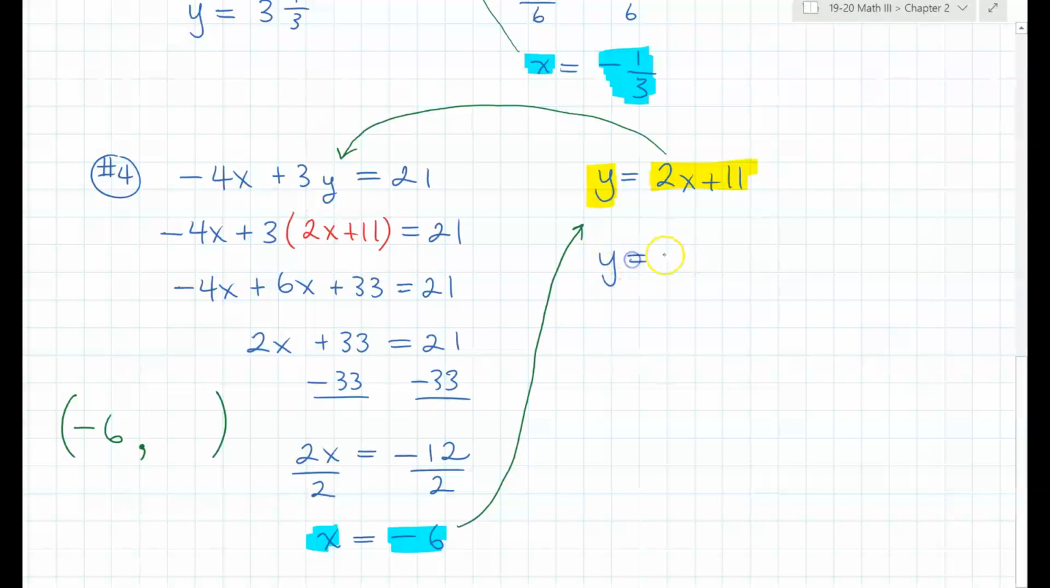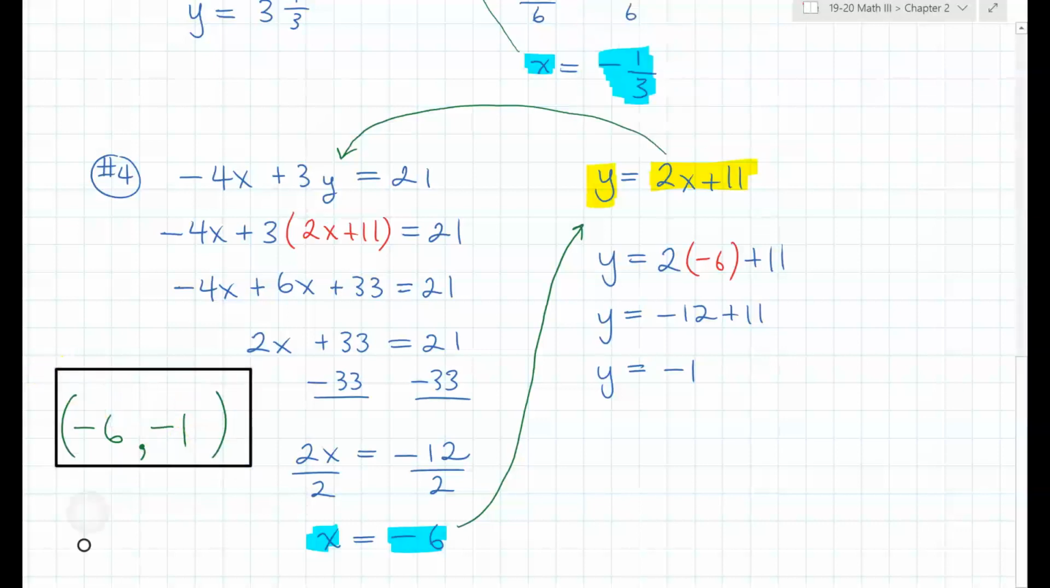Y is equal to 2 times negative 6 plus 11. Well, y is equal to negative 12 plus 11. So y is negative 1. So I'm going to get that answer. Put it over here, negative 6 comma negative 1, and there's my solution.